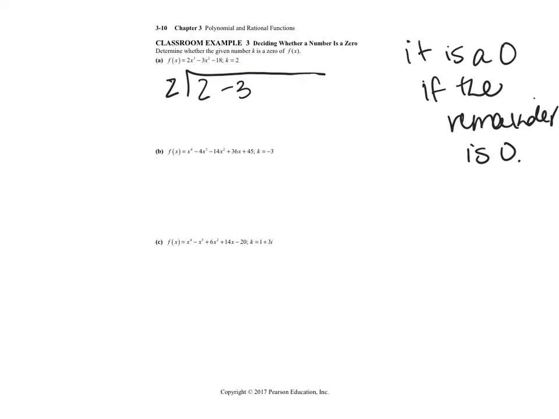So we need to have a 0 where x to the first power should be. So I do the same thing. I drop the 2. 2 times 2 is 4. I add, I get 1. I multiply, I add. I multiply, I get negative 10. So the answer is no.